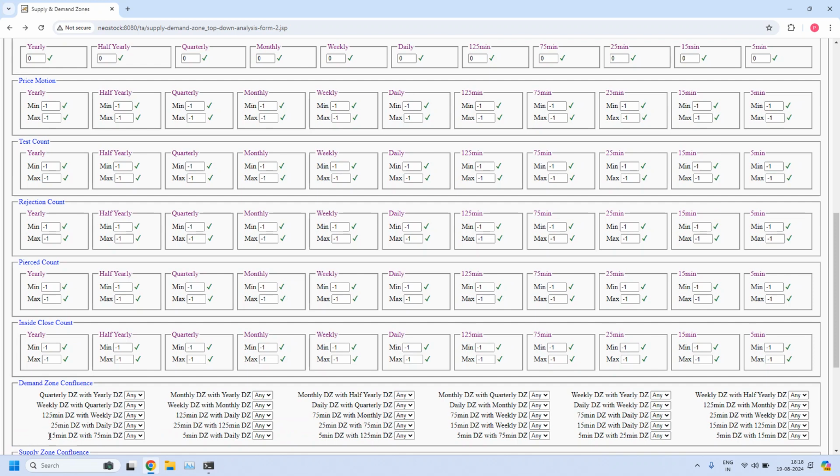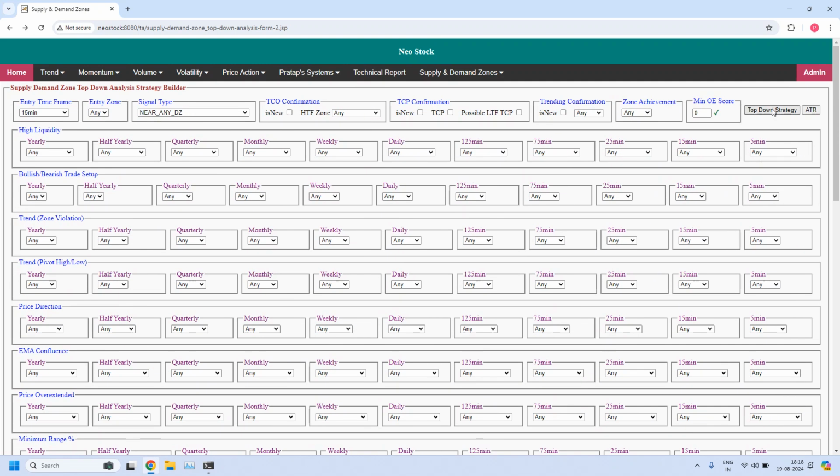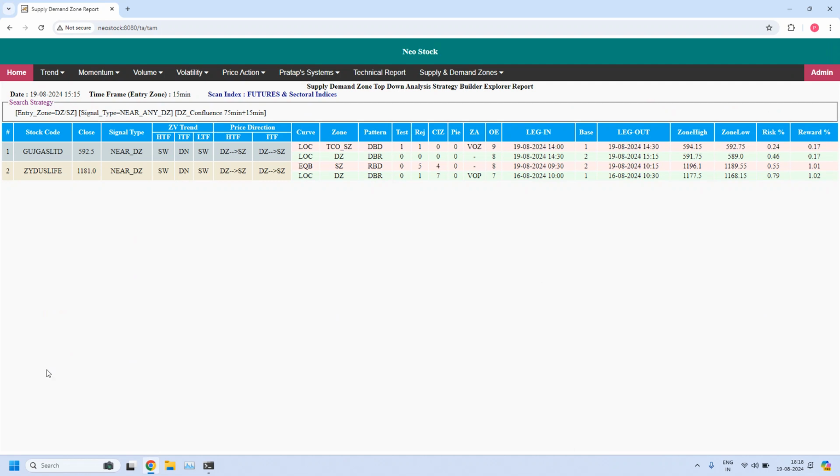This is the one. So I am enabling. Now let's filter for ITF confluence. So 2 stocks are filtered. These 2 demand zones are having confluence with the 75 minutes time frame. But look, the ITF trend is a downtrend.